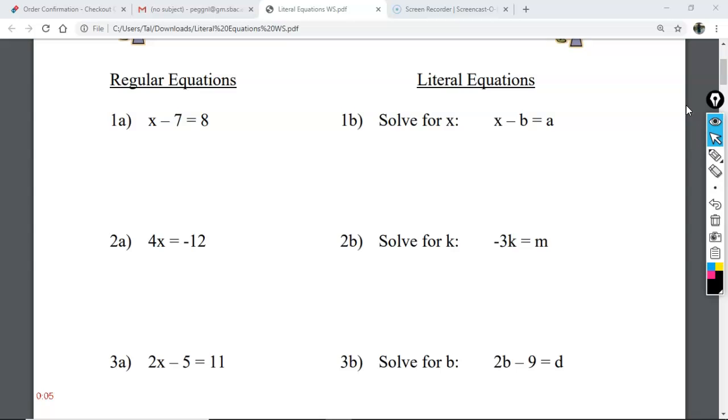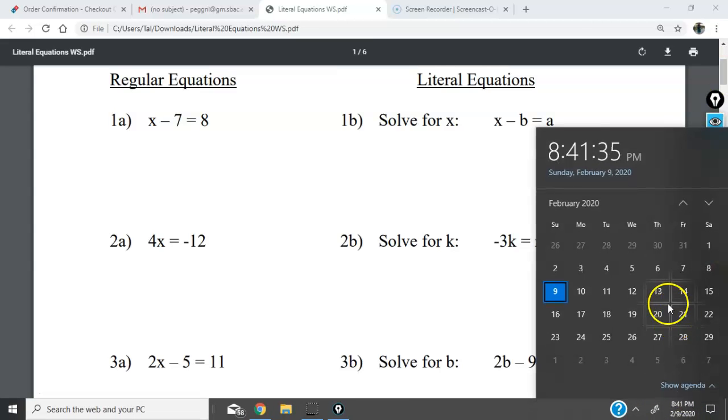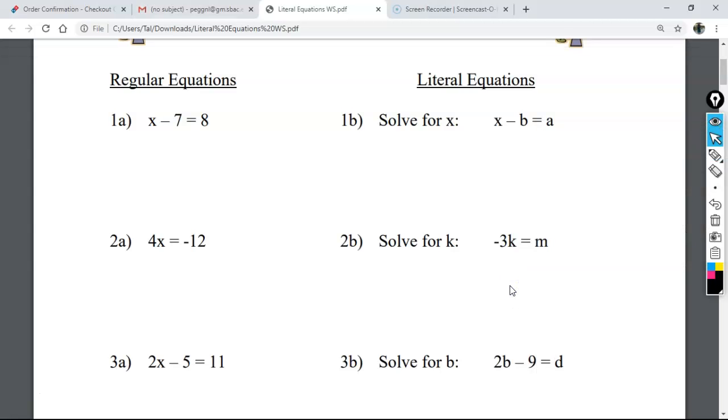This week we're going to get right into the literal equation homework that is due on Thursday. As always, it will be due on Thursday, February 13th, if you are following along in my class. If you are not in this class, I will put a link to this worksheet down below if you'd like to practice right along with us. So what we're looking at is literal equations.